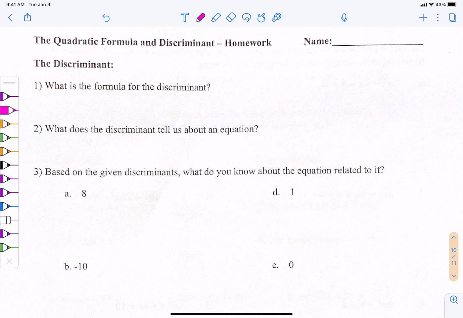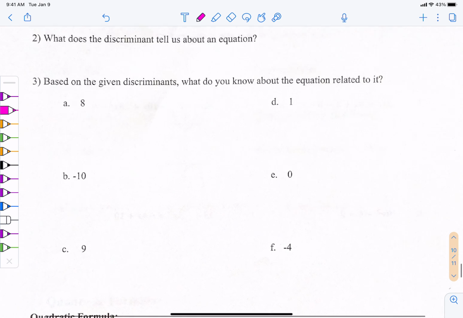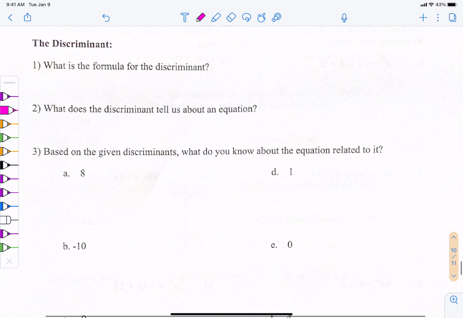I'm going to have you do the very, very back for homework, and I'll do a couple of these with you. Okay. What is the formula for discriminant? Just for the discriminant. B squared minus 4AC. What does discriminant tell us about an equation?